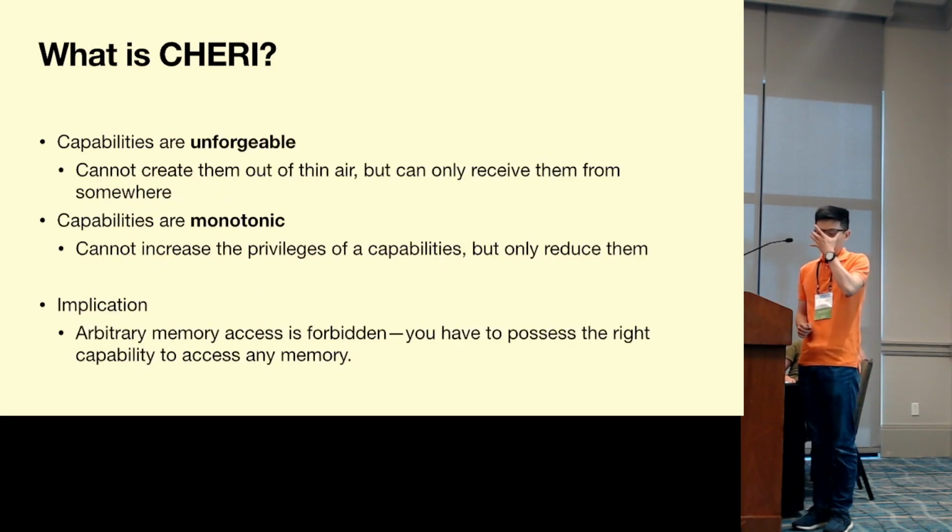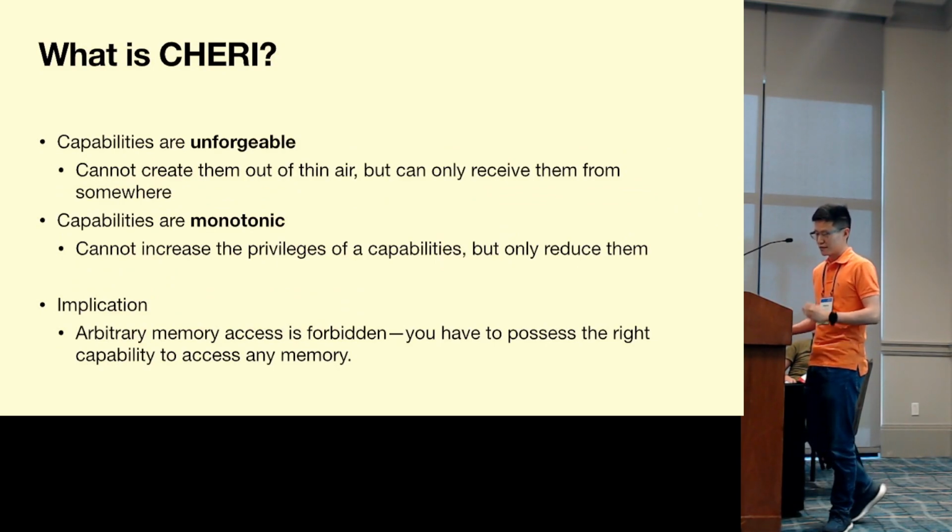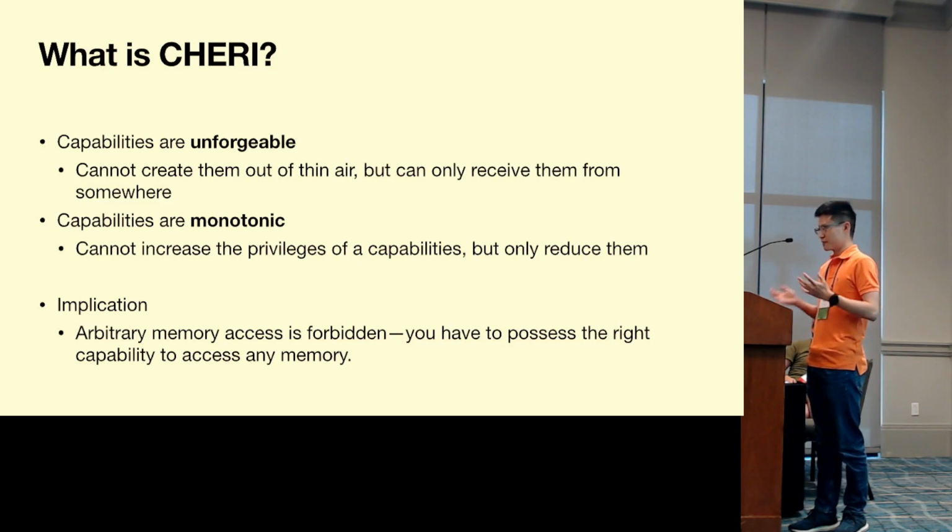Right. So what properties can we get from a CHERI system? First of all, capabilities are unforgeable. It means you cannot just create these pointers or capabilities out of thin air. You can only receive them from somewhere else. The second important property is that capabilities are monotonic, meaning that you cannot increase the privilege of capabilities that you have, but only reduce them. So the implication is that arbitrary memory access is now forbidden. You have to possess the right capability to access any memory that you want to access.